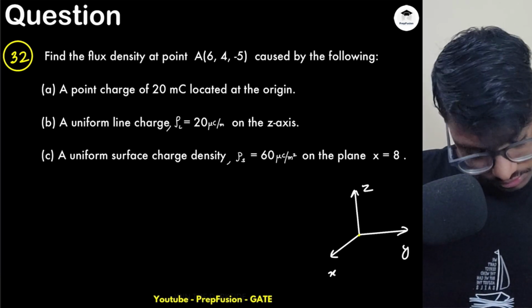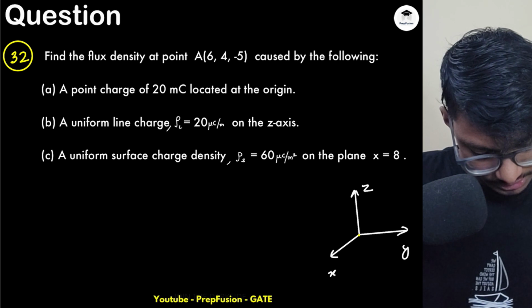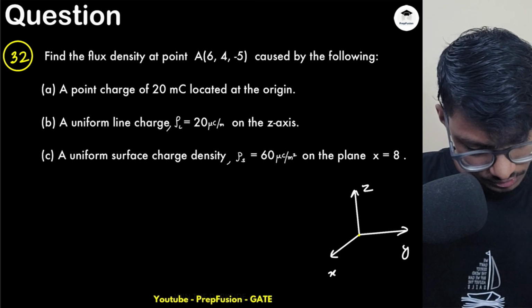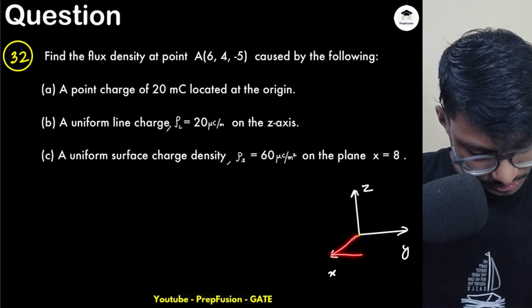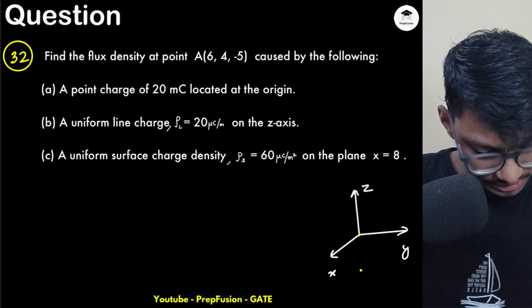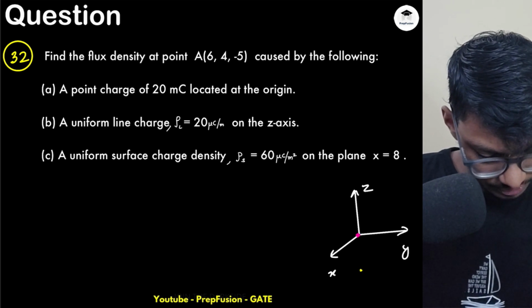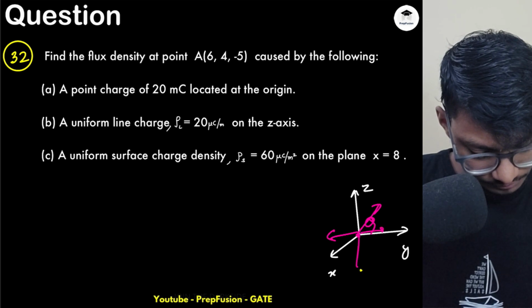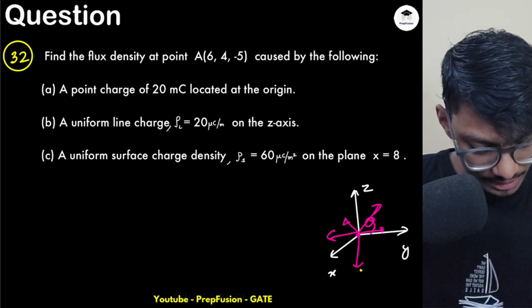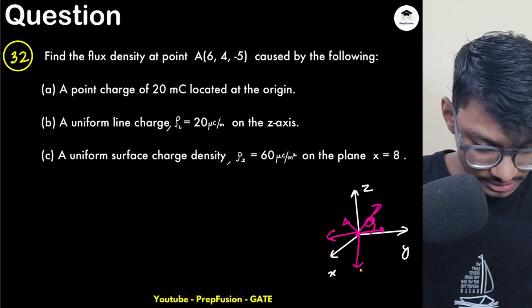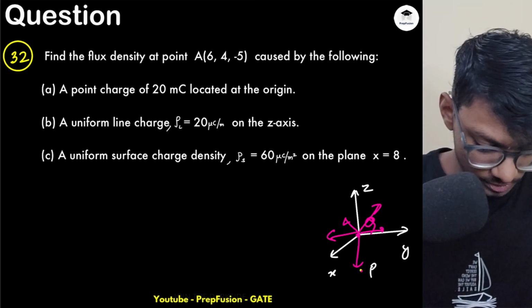So find the flux density at the point 6, 4, minus 5. 6 will be somewhere here, 4 will be here, and minus 5 will be here. It will be somewhere here, right? So basically I have to find the flux density, because this point charge, let's name it Q, will generate a field everywhere. And at this point I just have to find the distance. So what will be the distance, basically this OP?